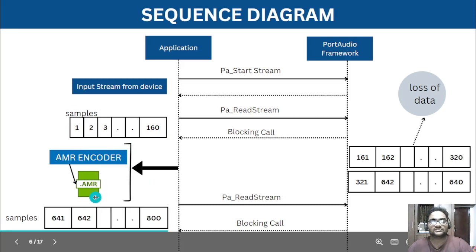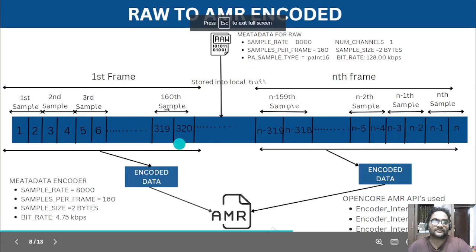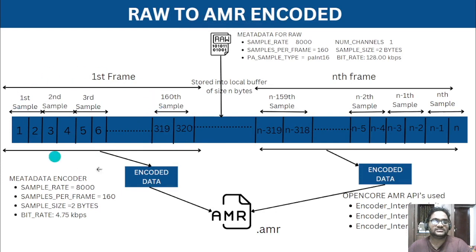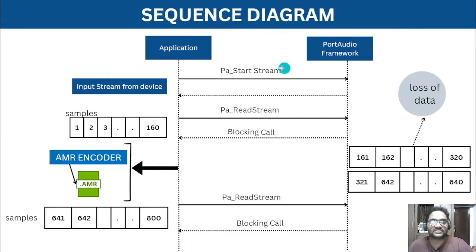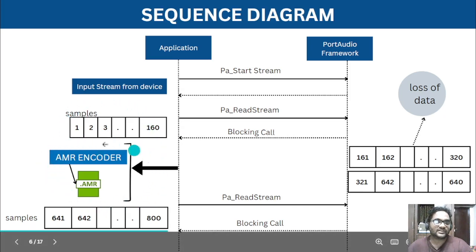Okay, so now again a read stream will be called. So this read stream is called for every frame. As we have seen in the previous diagrams, for every frame we are calling the read stream. Read stream reads from this input stream, and how many samples will it read? 160 samples. This is the configuration we have given, and now these 160 samples are encoded here.